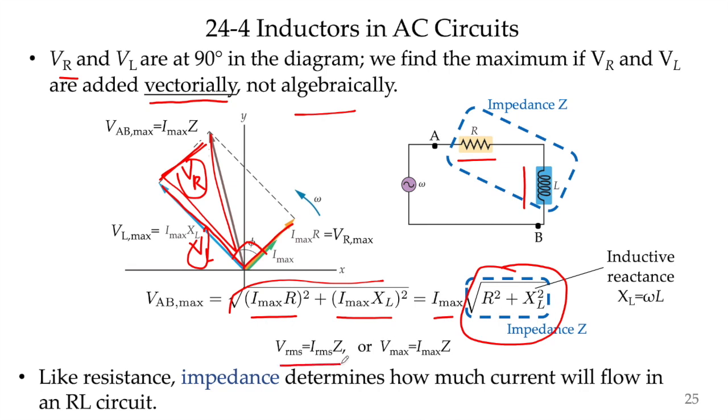Again, you can use maximum values or RMS values. This formula just looks like Ohm's law. Like resistance, impedance determines how much current will flow in the RL circuit. So the idea of impedance is the same whether you have an RL circuit, an RC circuit, or we're going to see RLC circuits. Basically, you can calculate the current by using the impedance.